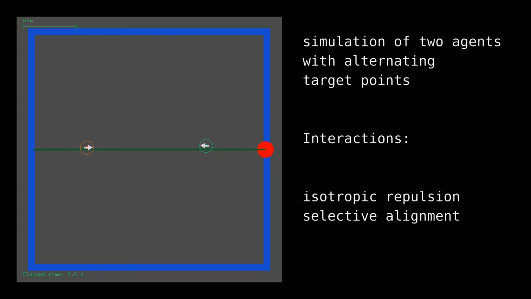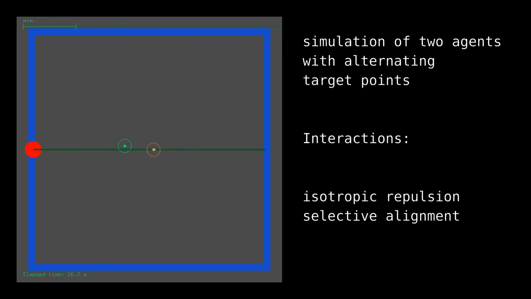There are four interactions between the agents: anisotropic repulsion, behavior-driven velocity alignment, self-organized queuing, and conflict-avoiding self-driving. Let's visualize these interactions. In these simulations, the target of the agents alternates between two points.